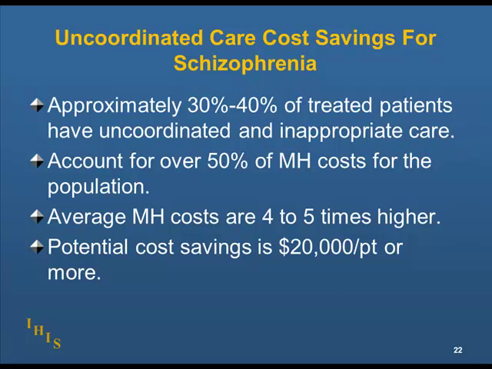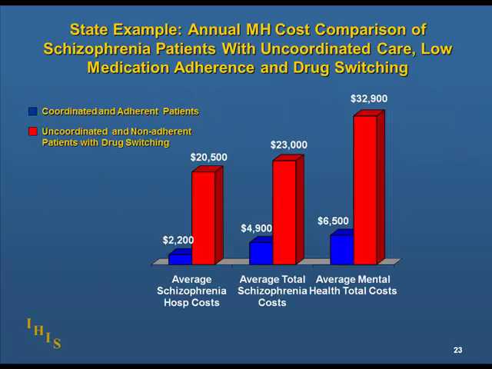Uncoordinated care cost savings for schizophrenia. We've been talking about schizophrenia in general in the previous slides, right? But what about the uncoordinated care schizophrenia patients? They represent 30 to 40% of the schizophrenia population, right? So it's not 100% of schizophrenia patients that we have to intensively manage. It's only these 30 or 40% that have all the uncoordinated care. They accounted for over 50% of all the mental health costs for the population for the year. And, you know, the potential savings here is like $20,000 per patient.